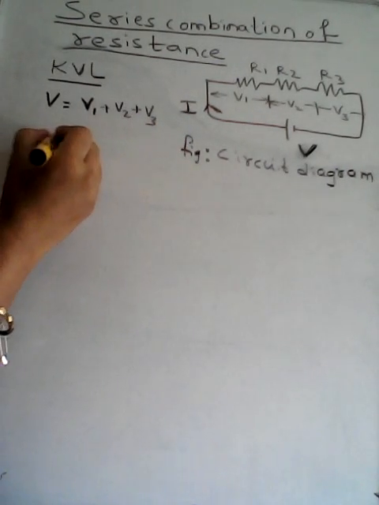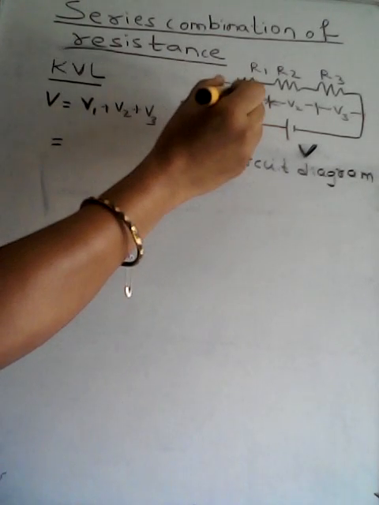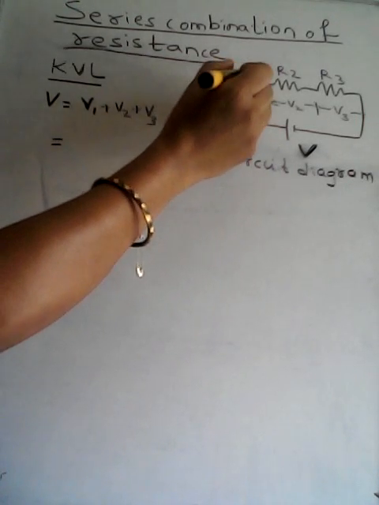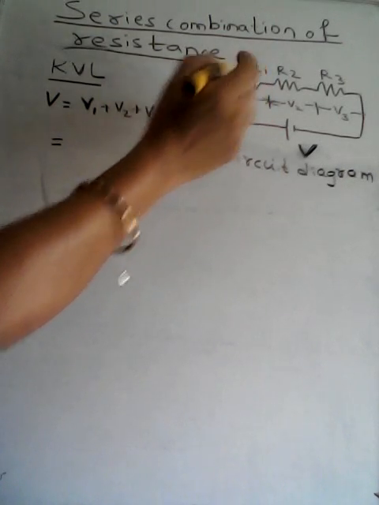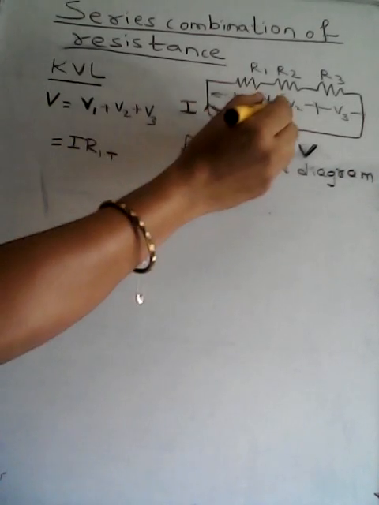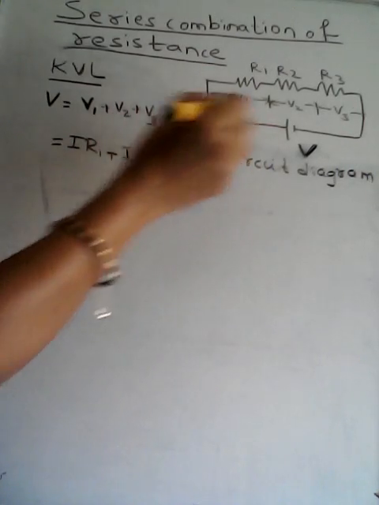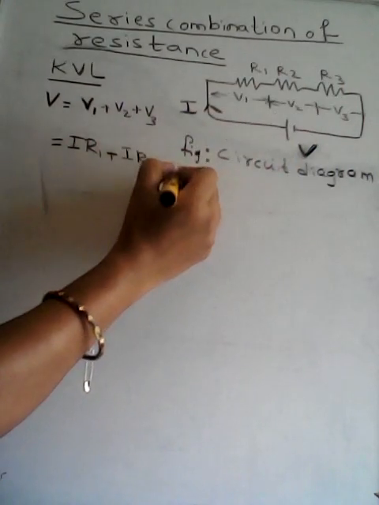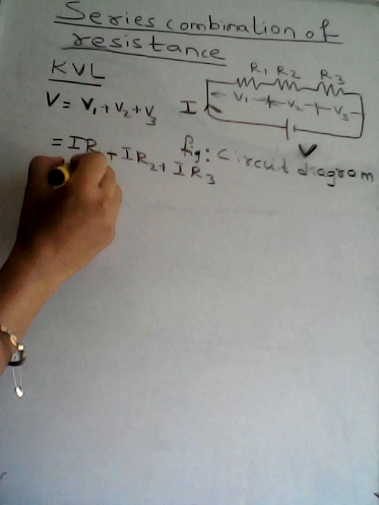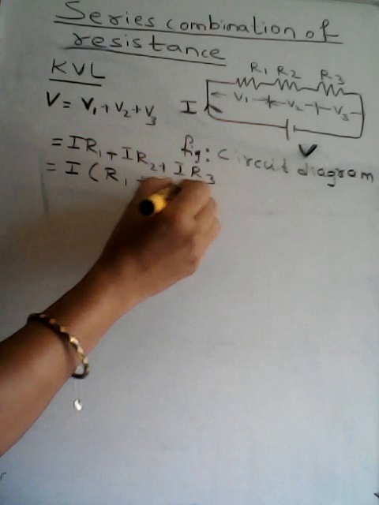Now substituting the values of V1 in terms of I and R, V is current into resistance. So V1 is the same current I flowing into the value of resistance, that is R1. So V1 is I into R1, plus V2 is I into R2, plus V3 is I into R3. Now from this equation, if we take I as common, this will be given as I into R1 plus R2 plus R3.